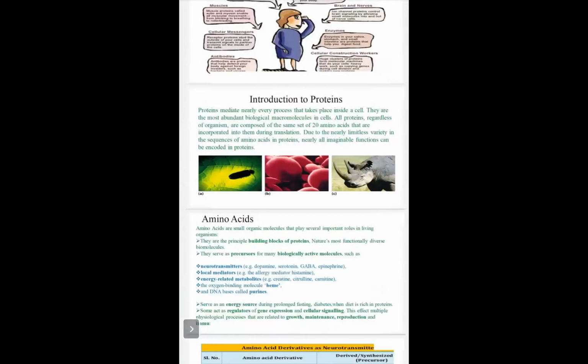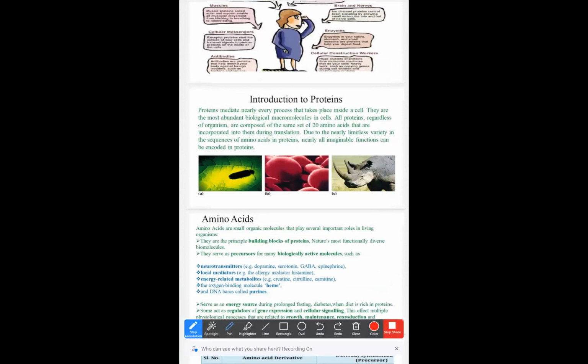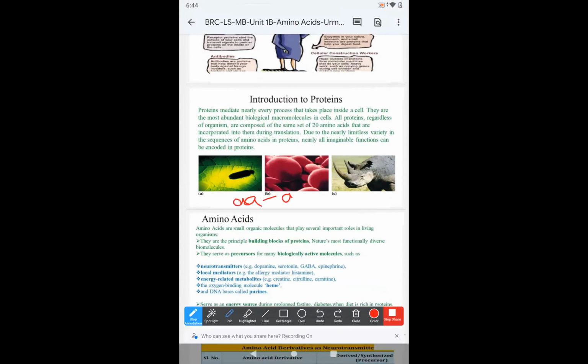So all these proteins are made up of amino acids. All proteins are composed of amino acid sequences. Many amino acids are joined to form the polypeptide chain, and that is the protein. Proteins are made up of 20 amino acids. Many types of amino acids are there, but only 20 amino acids are involved in protein synthesis. Those are called protein amino acids. The remaining amino acids are called non-protein amino acids. Understood, everyone? Yes, ma'am.